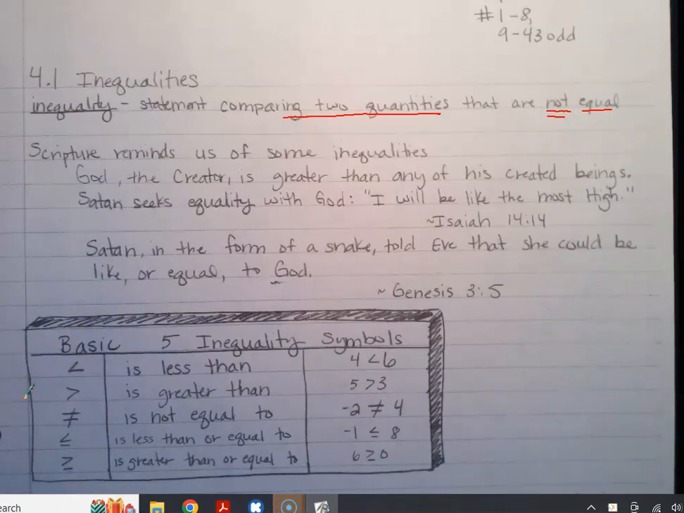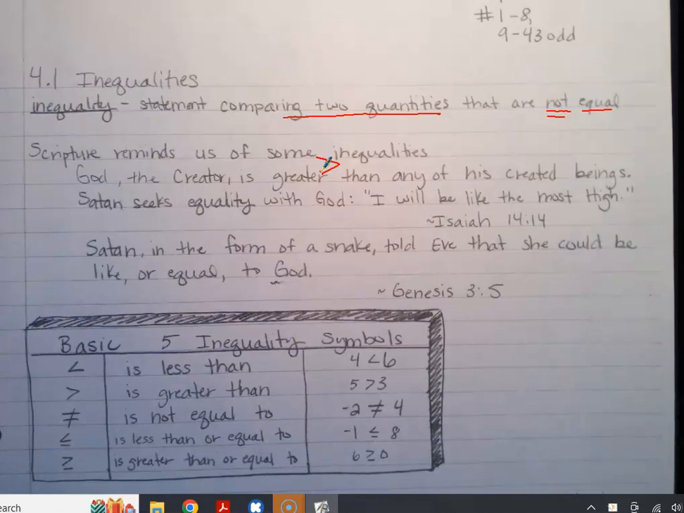But Scripture reminds us of some inequalities as well, right? We may not think of those very often, but God the Creator is greater than any of his created beings. Satan seeks equality with God, right? He says, I will be like the Most High in Isaiah 14:14, but he's not. Another scripture verse: Satan, in the form of a snake, told Eve that she could be like or equal to God. So is she equal to God? No, right? So it's an inequality as well.